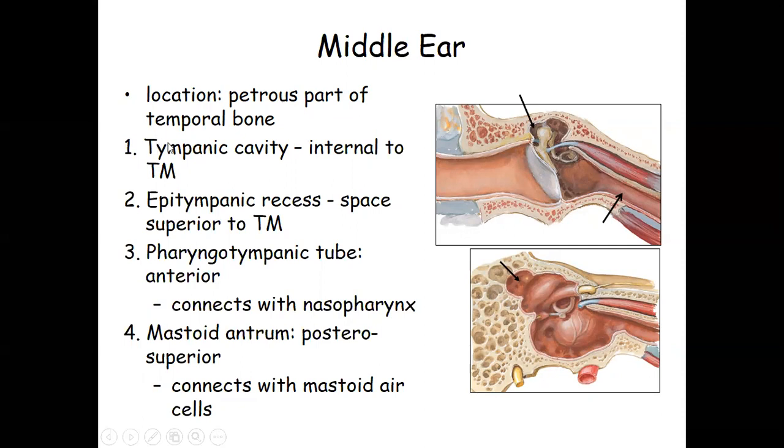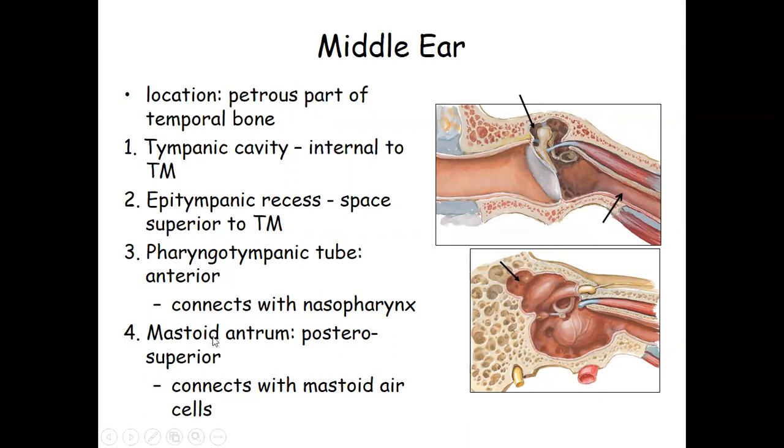So what are the components we have in the middle ear? We have the tympanic cavity. Above it, we have the epitympanic recess, a space superior to the tympanic membrane. So this is the tympanic membrane, and superior to it we have the epitympanic recess. We also have the pharyngotympanic tube, located anteriorly, which connects with the nasopharynx.